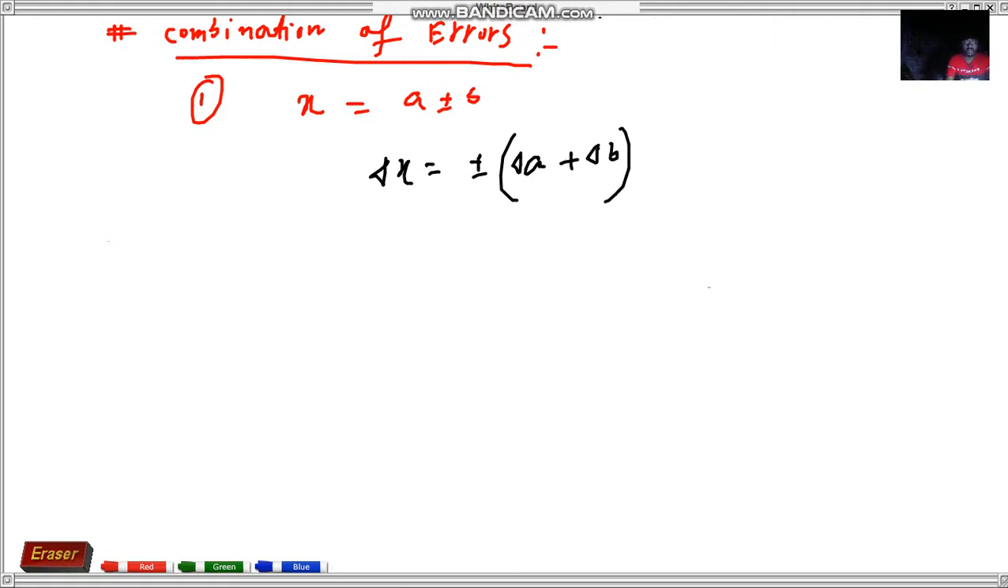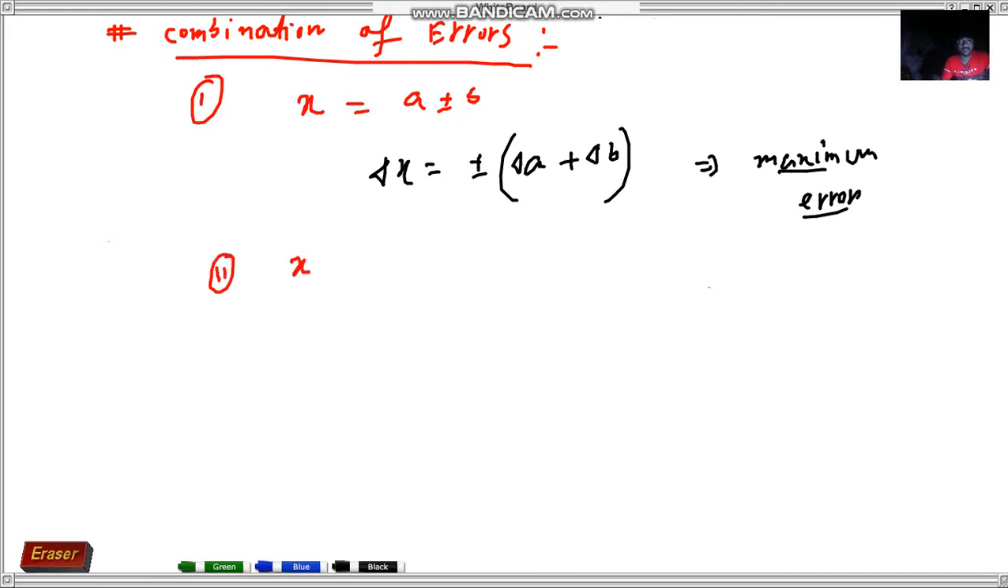Okay, what is delta a and delta b? Delta a and delta b are the error in a and the error in b. So this is actually the maximum error for this combination. We have to remember the maximum error. I don't like to prove this result. For numericals this is sufficient for you. Since this is a crash course, I will not prove all the things.